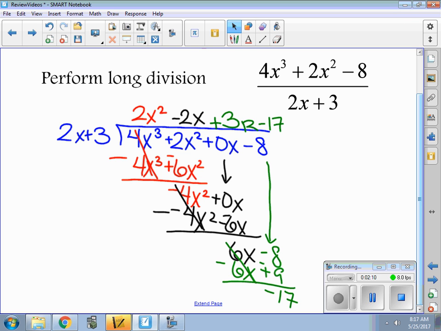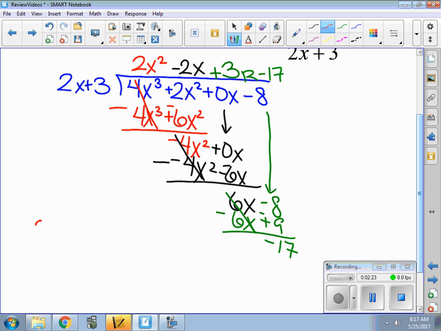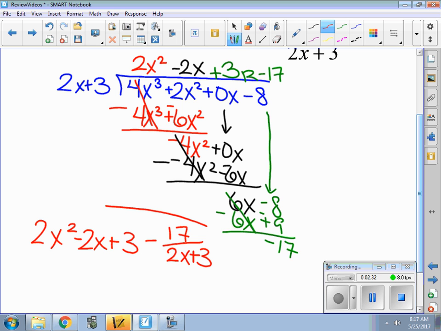Okay? With the remainder, what I know this means is 2x plus 3 is not a factor of the original expression because of the remainder. And what I really need to do is rewrite this as 2x squared minus 2x plus 3 minus 17 over 2x plus 3. Okay, rewrite it as a fraction of what you were dividing by.